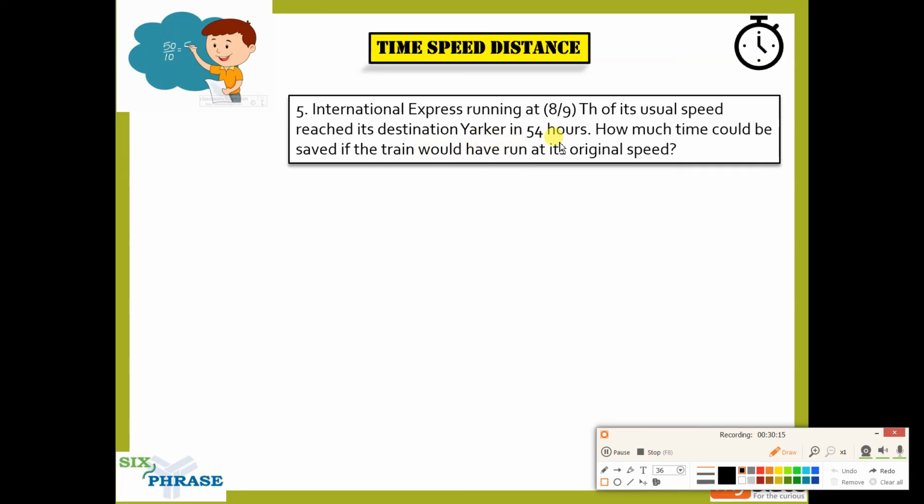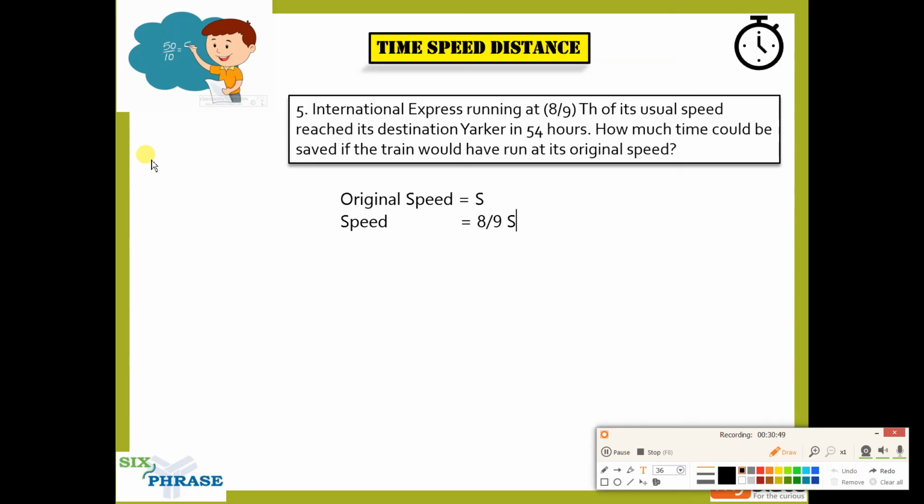in 54 hours, right? So there is some usual speed. If it runs at 8 by 9th of the usual speed, it will take 54 hours. So what we'll do is, let's assume the original speed. Let's take the original speed to be s. We don't know what it is, but we'll assume it to be s. And if the speed becomes 8 by 9 of s, right?